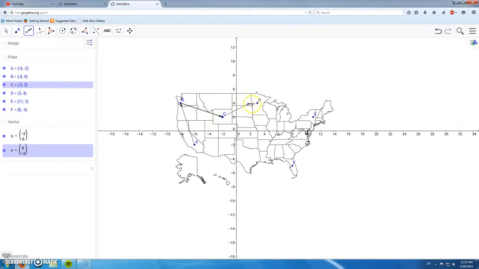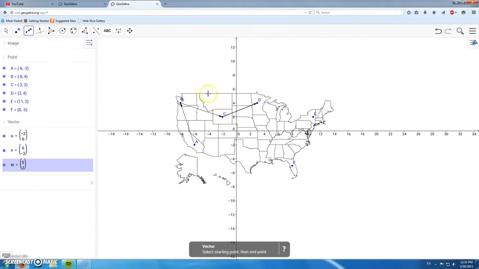So we go from C to D. The vector would be 5, 2, so it would be over 5 and up 2. If we add it to C, 5 plus -2 is +3, and 2 plus +2 is +4. So we would go 2, 4, 5, and then we would go up 2, which is right there. The terminal point is D, and the initial point would be C.